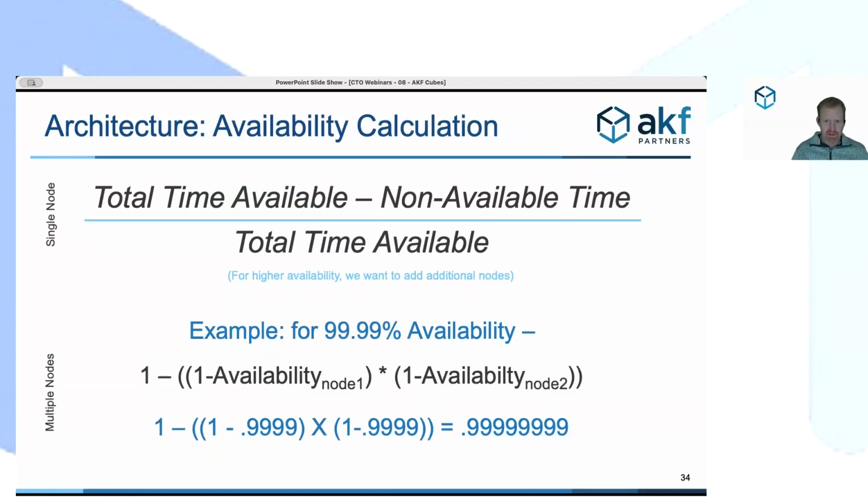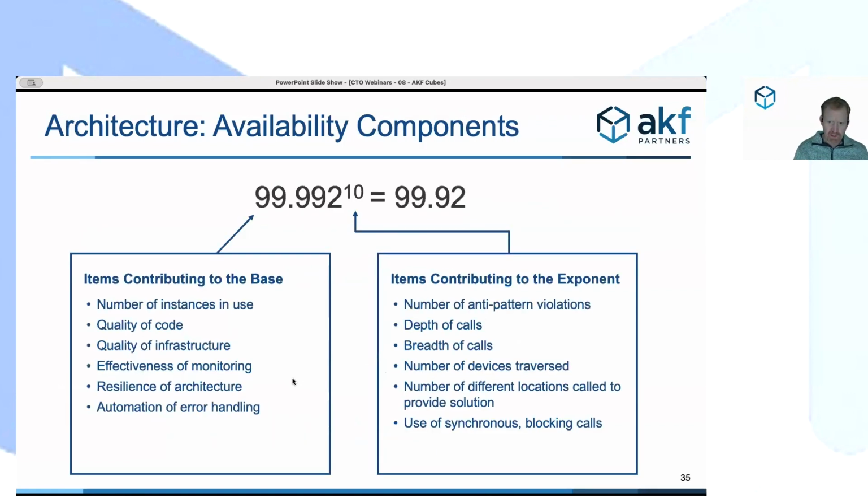So again, the math here, uptime: uptime is all available time minus downtime. That's your percentage. This is just for calculating the clock. And remember, for multiple nodes in parallel, it's 1 minus that number here. Looking at the math, there's the base and then the exponent. The base is the availability of those individual items. So how many instances do you have?